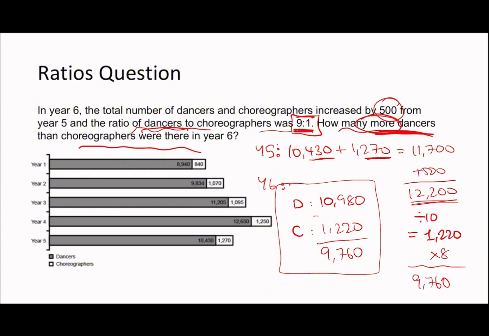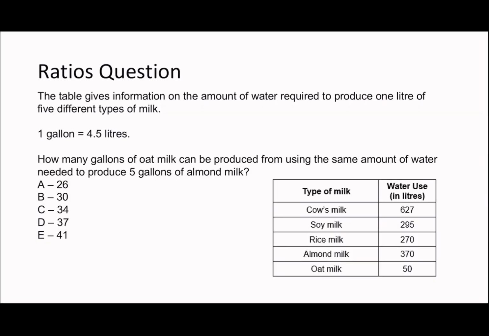Okay, perfect. So let's move on to the next question then. How would you do this question? Let's go through the proper way of doing it first of all. How many gallons of oat milk can we produce from using the same amount of water needed to produce 5 gallons of almond milk?